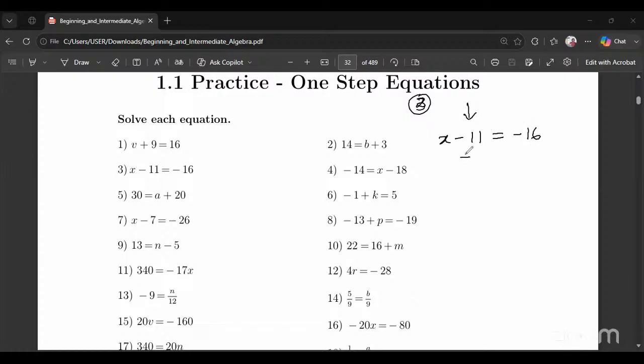Doing that, we have to add 11 to both sides. The whole reason is just to get the negative 11 out from the left-hand side so that we can now do the proper arithmetic. Negative 11 plus 11 gives us 0, so on the left-hand side we're just having x. On the right-hand side, we have minus 16 plus 11, and that will be minus 5. If you put the value of minus 5 into the given equation, you'll have minus 5 minus 11, and that gives you minus 16. So that is the answer for question 3.